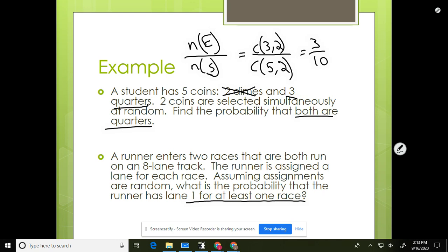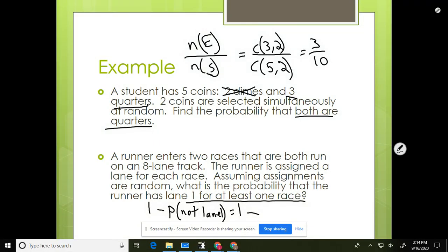So this is one where I would probably do 1 minus the probability that they're not in lane 1 for either race. So 1 minus the complement. Why did I do 1? Well, probabilities all add to 1, right? It's kind of like the last section when we did at least: we did all the ways minus what we didn't want. Same thing, all the ways add to 1. So 1 minus what I don't want, so not lane 1.